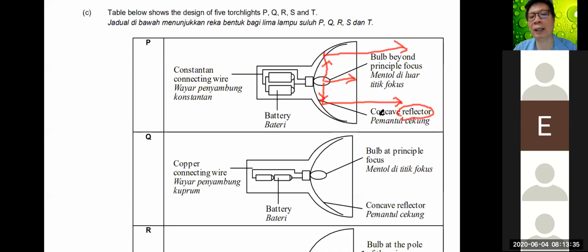The concave reflector: this is a concave shape. And the battery, what about the battery? How do we arrange the battery so that the torchlight becomes brighter? There are two ways to arrange the battery: either in series or in parallel. Understand?